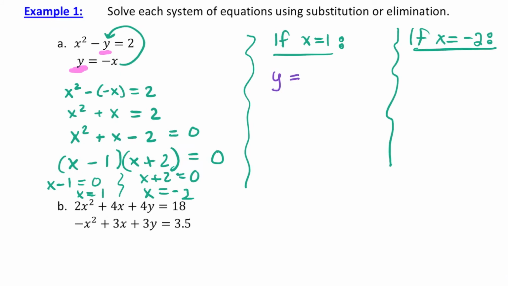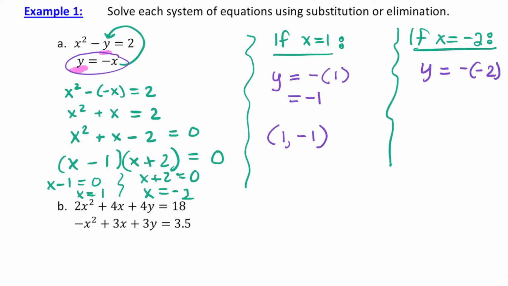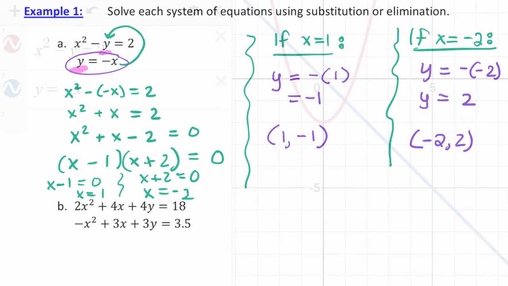Pick one of your original equations and plug x back in. I'm going to use the second one because it looks easier. So if I plug in 1 for x, I get negative 1 for y. So 1, negative 1 is one ordered pair that's a solution. If I plug negative 2 in, I'll get a y value of positive 2. So negative 2, 2 is another solution. Really, I need to check these in both of my original equations to make sure that they work. I have checked them, they do work.